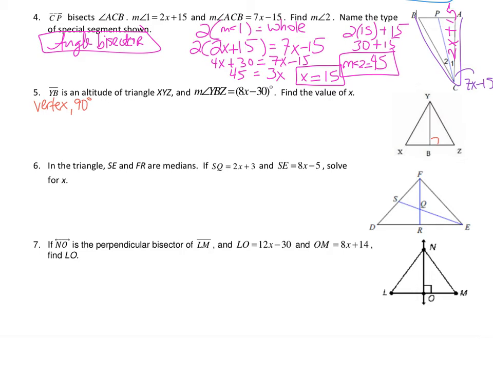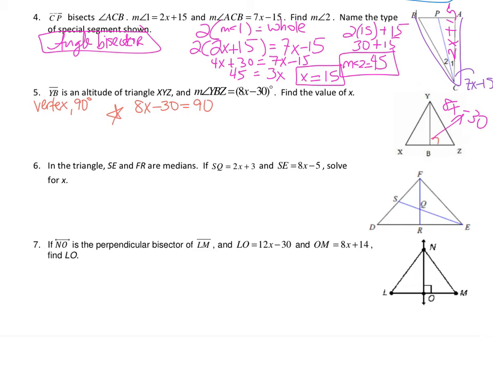Because if YBZ, that's this angle right here where I've got my marking, is equal to that 8x minus 30, but we already know that it equals 90 degrees, we can set that equal to 90 degrees. And this is what it would look like. So we set the angle that we are given equal to 90 degrees because we know that is where it's perpendicular to the other side in the triangle. I want you now to go through and solve for x.